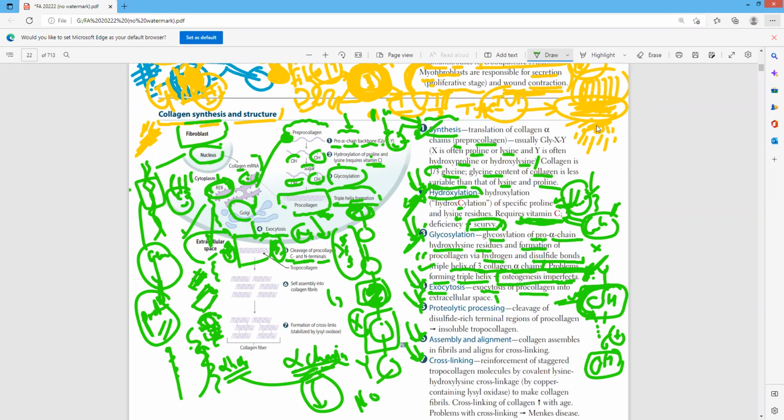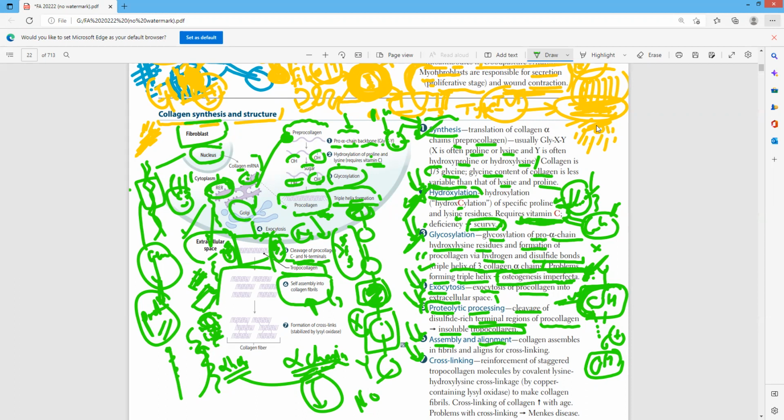Okay, and this is what's called proteolytic processing. You will undergo what? You will undergo proteolysis. You will remove that and you will remove that. You will cleave them, the disulfide-rich terminal regions of the procollagen. It will make it insoluble tropocollagen. Here, another name is tropocollagen. It will be insoluble here in the extracellular space. Okay, and it will go self-assembly. It will go self-assembly into collagen fibril. And then you will have assembly and you will have alignment.